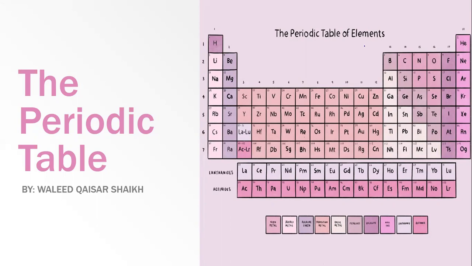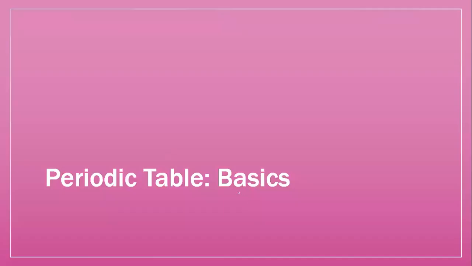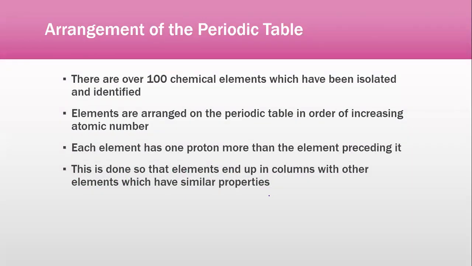How can we differentiate between elements? कौन से metals हैं, कौन से non-metals हैं? Which part of them shows the transition elements? Which of them are noble gases? Their electronic configurations? All of them would be included in this chapter, which is known as the periodic table. So talking about basics of periodic table, क्या है arrangement of the periodic table की बात करें.